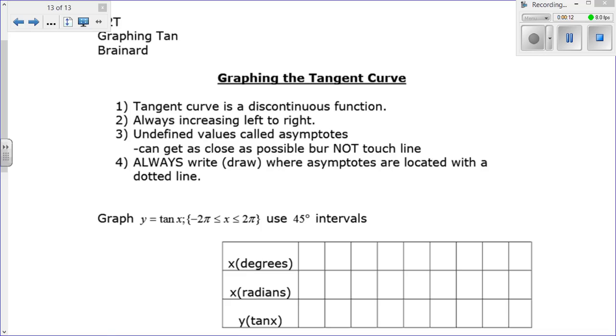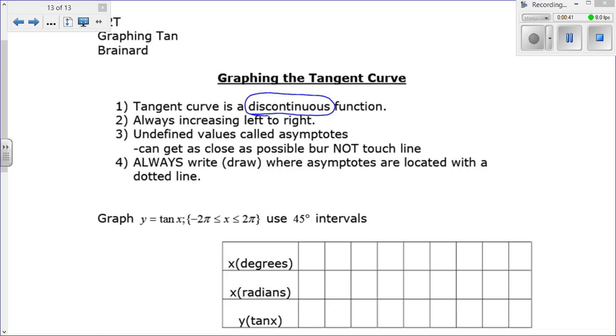The tangent curve is a discontinuous function, which means unlike the sine and cosine curves, it's not one smooth wave that continues on and on. It's always increasing left to right. We have undefined values called asymptotes, and if you remember when we were filling in our charts, we had those little u's or little undefines. That's where we're going to have asymptotes. What that means with your graph is you can get as close as possible but not touch the line.